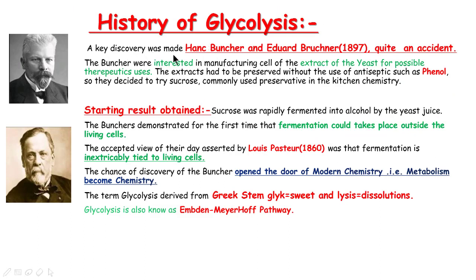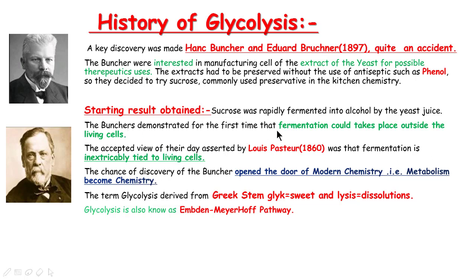The history of glycolysis. A key discovery was made by Hans Buchner and Eduard Buchner, and it was quite an accident. Buchner was interested in manufacturing cell-free yeast extract for possible therapeutic use. He wanted to preserve it without the use of the antiseptic phenol. So they decided to try sucrose, which is commonly found in the kitchen. The result was that the sucrose was fermented into alcohol by the yeast juice.